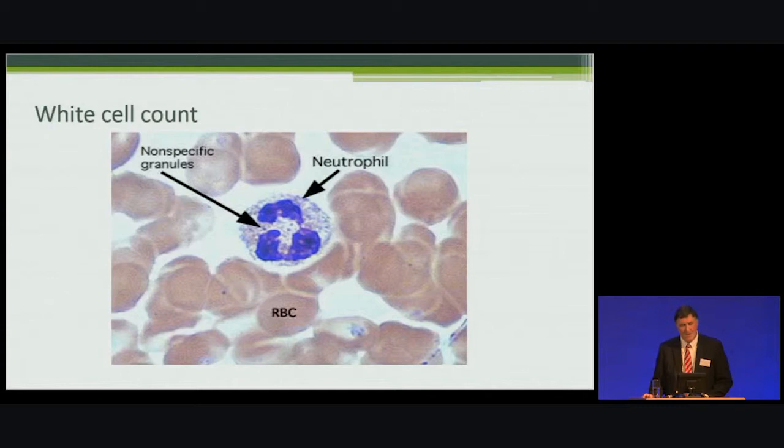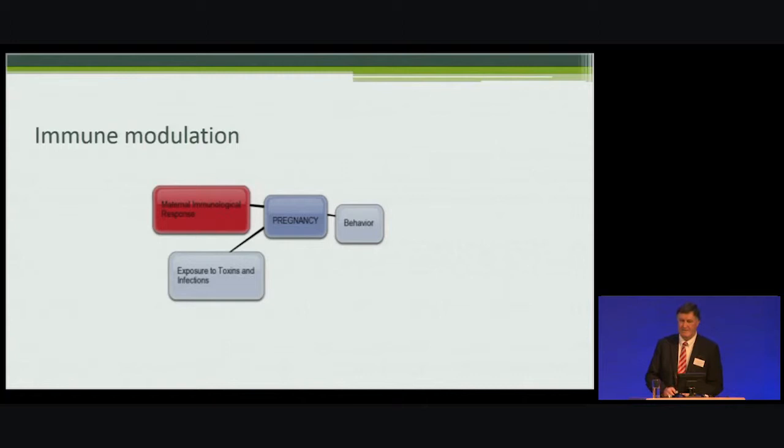We know that one of the most remarkable miracles of pregnancy is that a baby whose genetic makeup is 50% of the father's genetic makeup is not rejected immunologically during the course of pregnancy. In the past, we talked about immunosuppression, but now we know it's much more subtle than that, and that you get immune modulation.